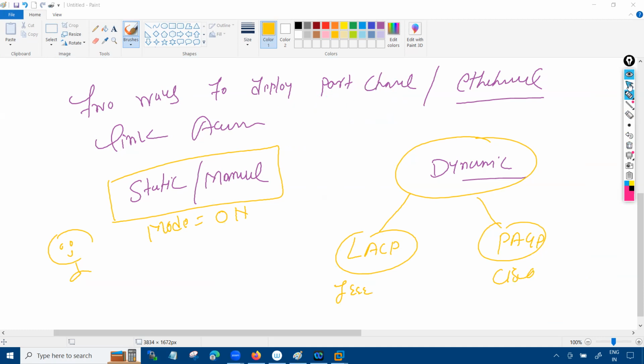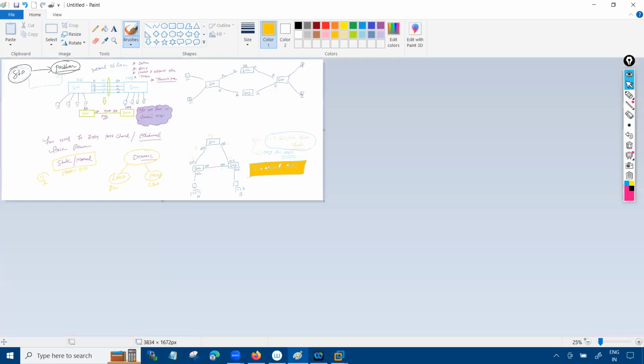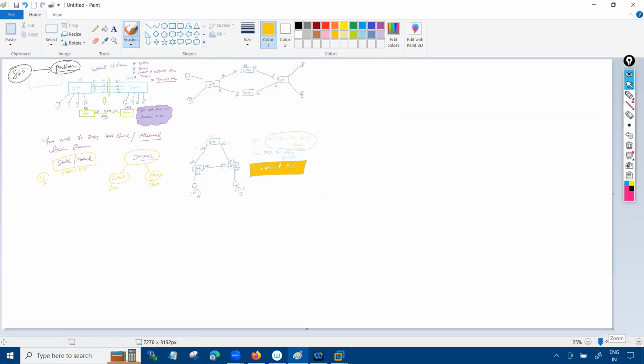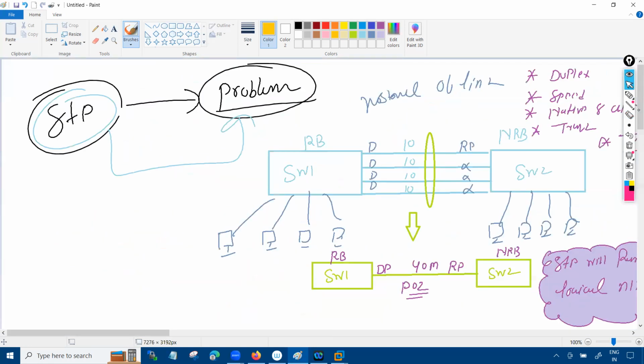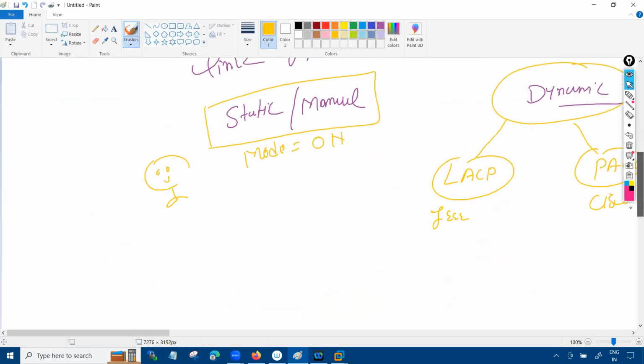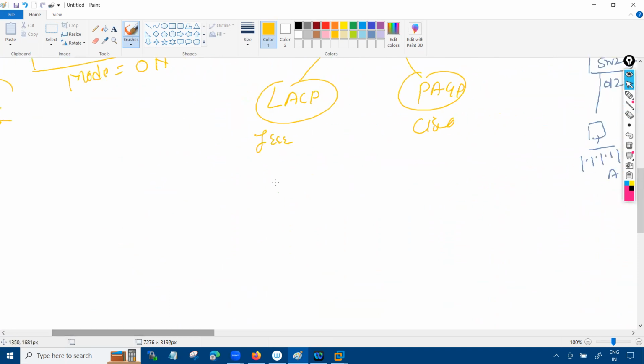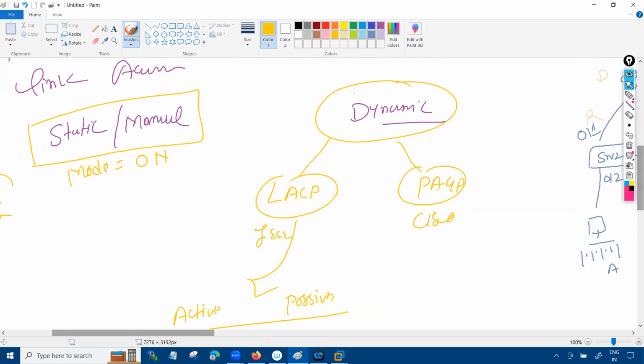In LACP, we have two modes. One is called active mode, and another is called passive. Let me show you this configuration first with on mode, and then I'll come to show you the dynamic behavior. So let me configure this first.